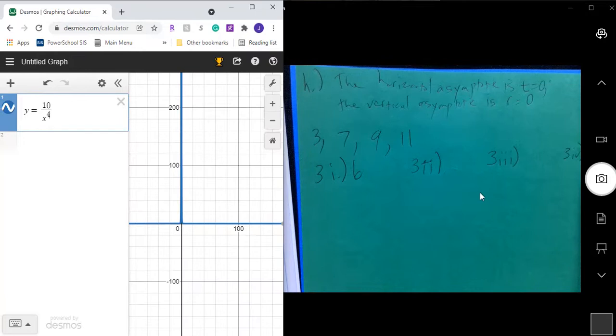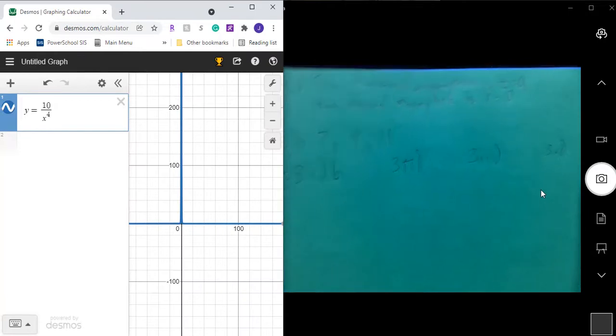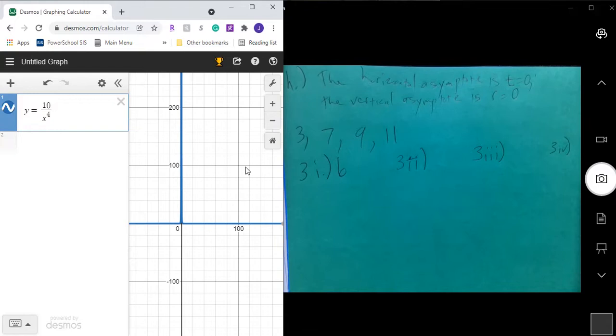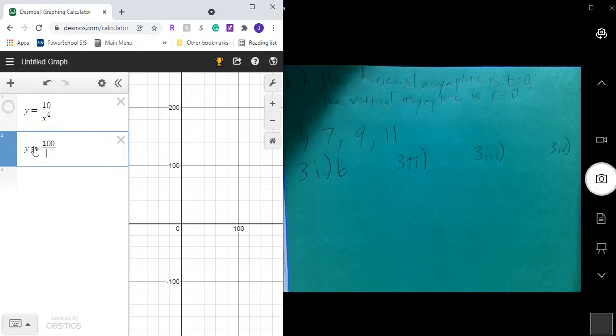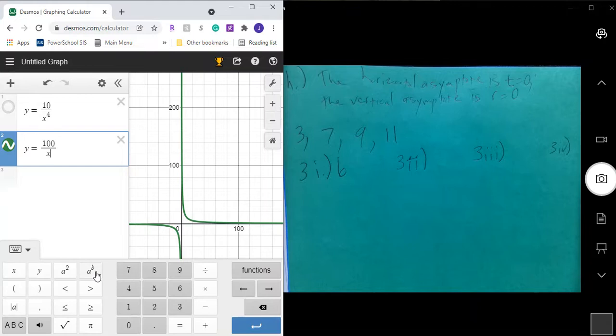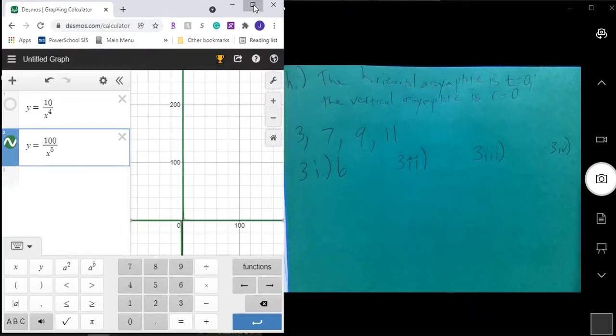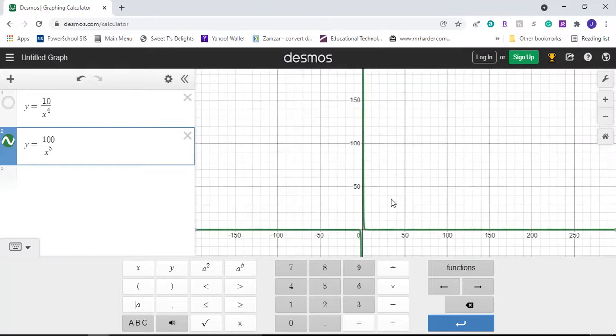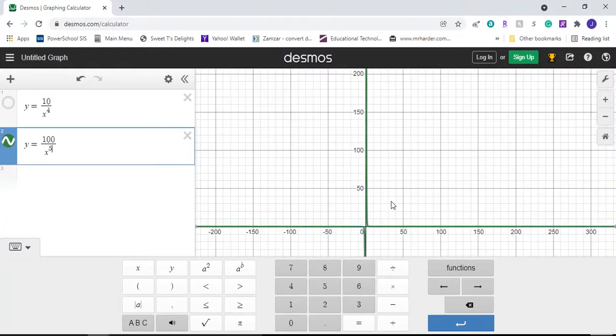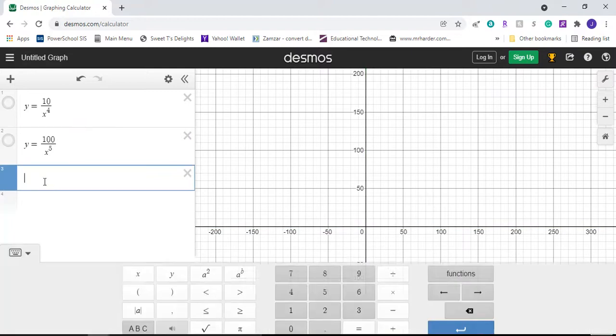Okay, so I listed them here, but 3i was B. So now I could turn that off. And then we can go to the next, which is I2. So we have y is equal to 100 divided by x to the fifth power. All right, let me expand this out. Now, if we look here, the only one that fits that bill is actually C.